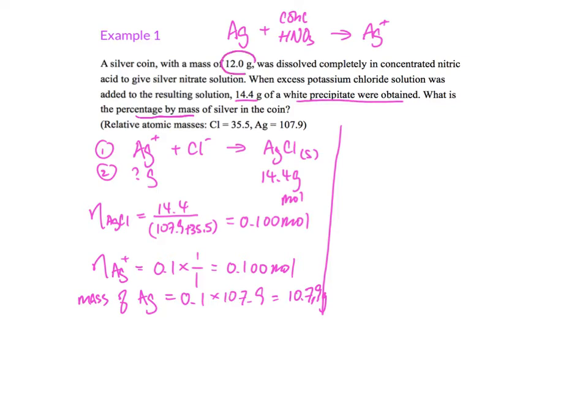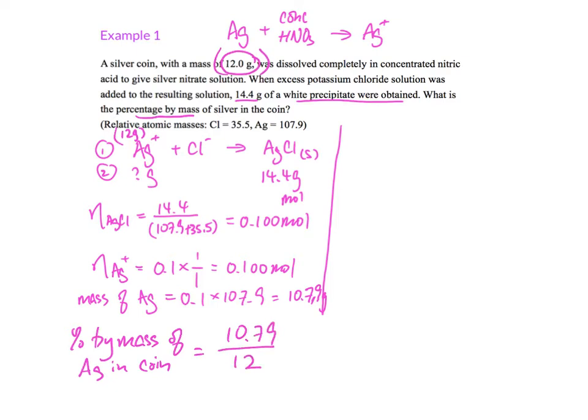After that, what you need to do is find the percentage by mass. Given is 12 gram, so this 12 gram must include the impurity. So we are not using this 12 gram to do the math. Remember, this 12 gram is fake. Now we have the percentage by mass of silver in the coin. It will equal 10.79 over 12, because the one above is the mass of silver and this one is the total mass. Then we times 100%. So the answer for this one will be 89.9%.